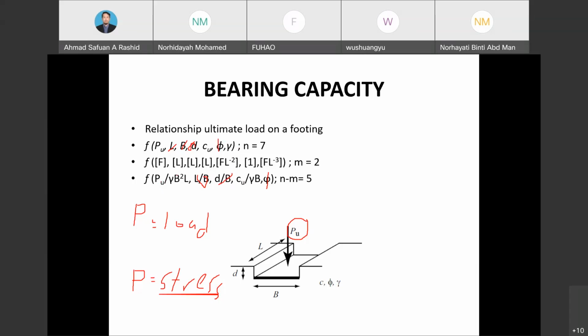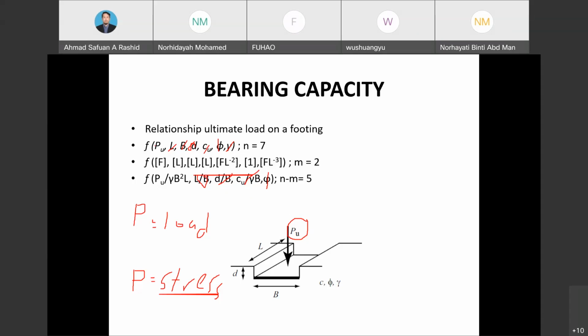So we should derive two more. Okay, so then Cu over gamma B. Okay, so we have here Cu, gamma, and the other one is Pu. And then to solve it, it should be divided by gamma, B u squared and L. Okay. So it depends.